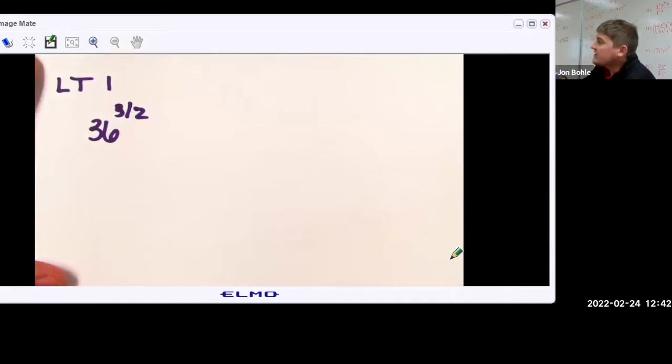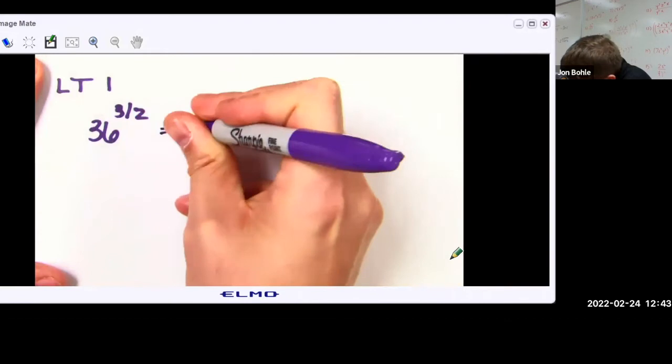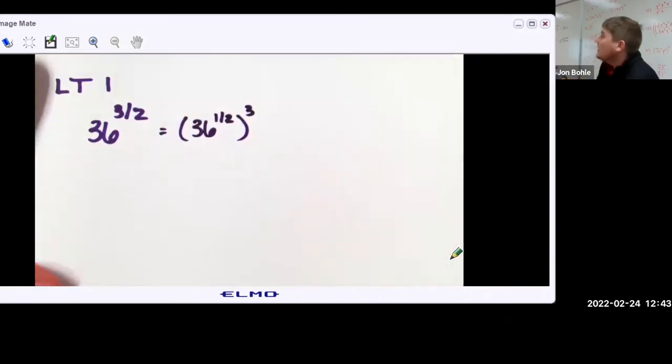So if I have 36 to the 3/2 power, how can I simplify this? The 3/2 power is the same as 36 to the 1/2 power, to the 3rd power. But what do we know about the 1/2 power?